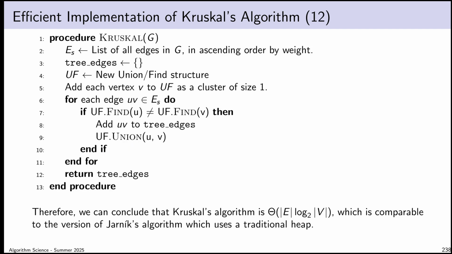So we can conclude that Kruskal's algorithm is actually E log V, based on the logarithm shenanigans, and that is comparable to the version of Jarník's algorithm that uses a traditional binary heap. On the other hand, if we were to implement Jarník's algorithm with a Fibonacci heap, then we get V log V, and that is something that logarithm shenanigans can't get us out of. So that is, in that case, that would be definitively faster than Kruskal's algorithm in this formulation.